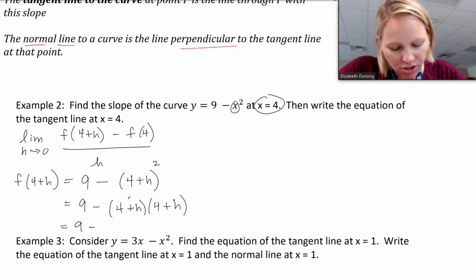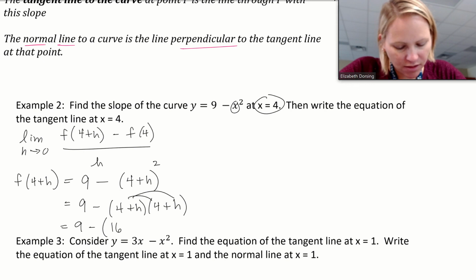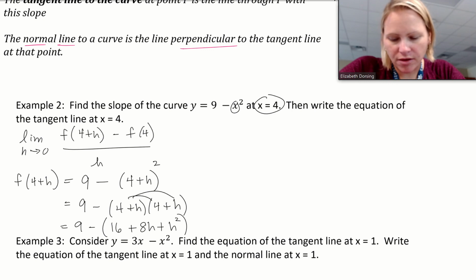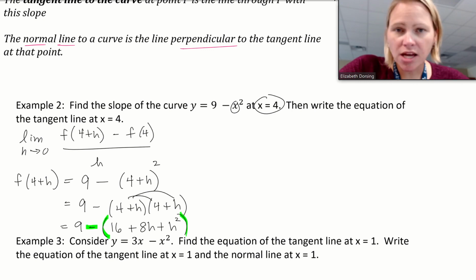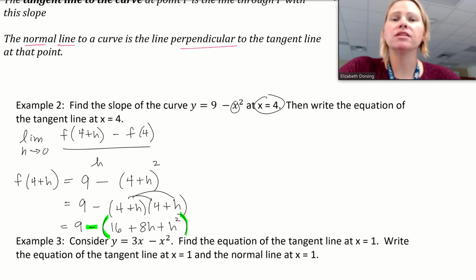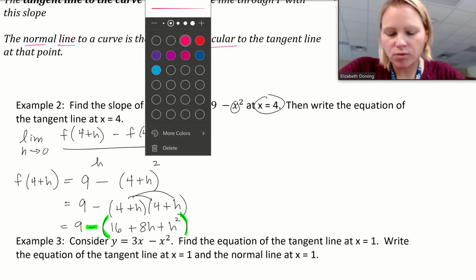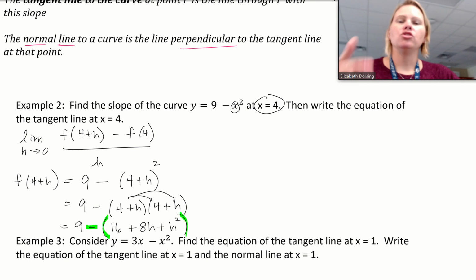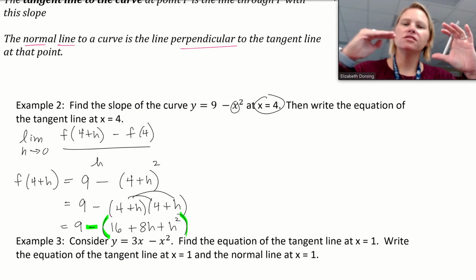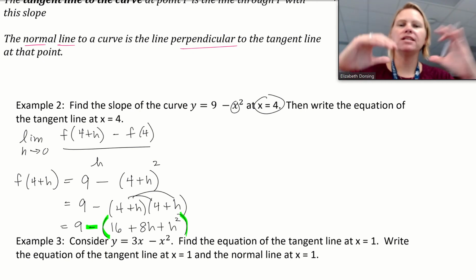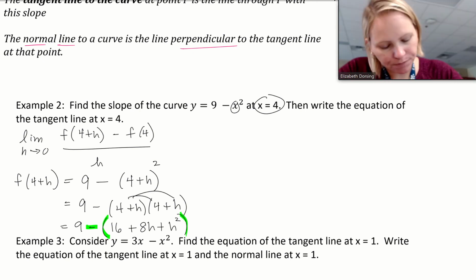So I'm going to do my distributive property, 16 plus 8h plus h squared. Now notice I have parentheses around what I've just multiplied out. Here's where this mistake is gonna happen on a problem like this. If you're gonna make a mistake, it's probably gonna be here. You need to remember that when you subtract a quantity, you're subtracting that whole quantity, and any subtraction that comes before a quantity needs to be distributed throughout.